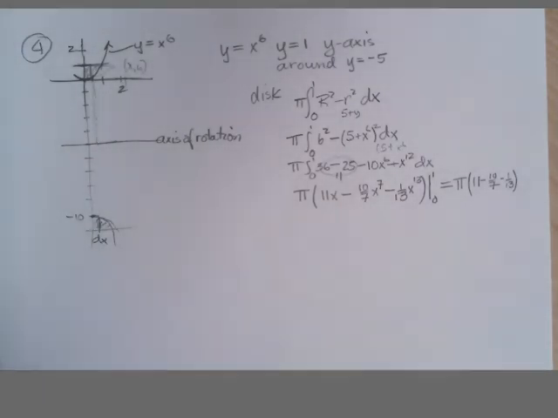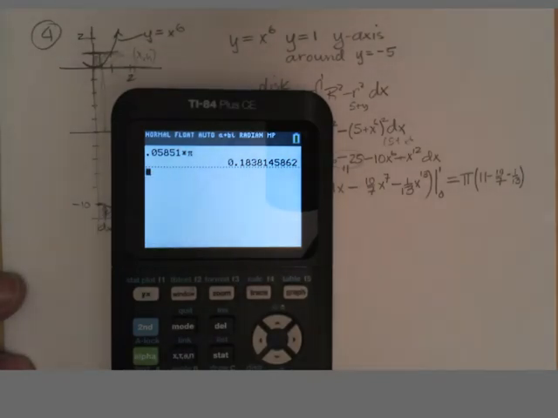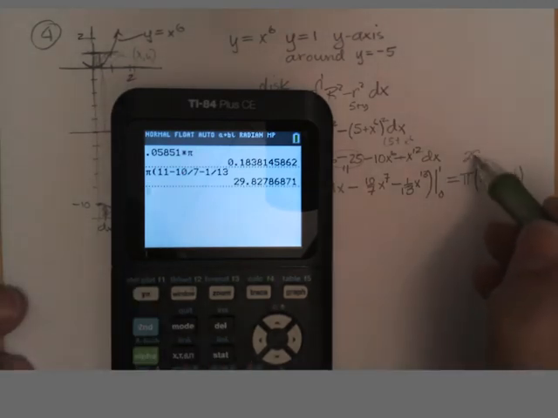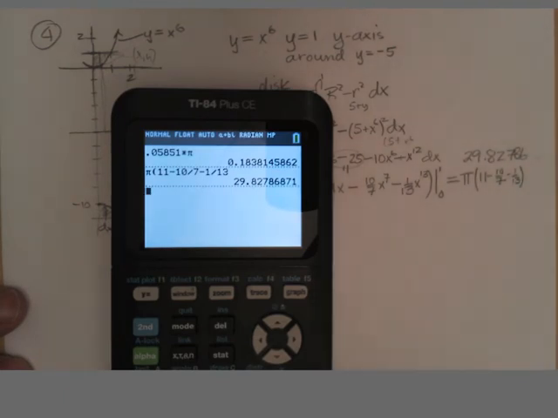So I could do a common denominator and get that, but let's just see what that is in decimal. So pi parenthesis 11 minus 10 divided by 7 minus 1 divided by 13, 29.82. 29.82786 and so on.